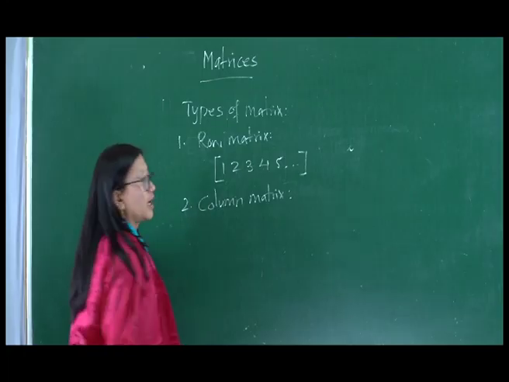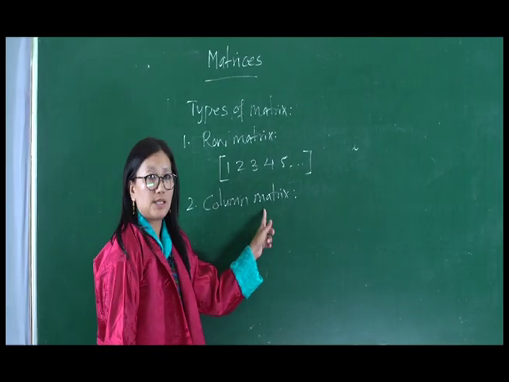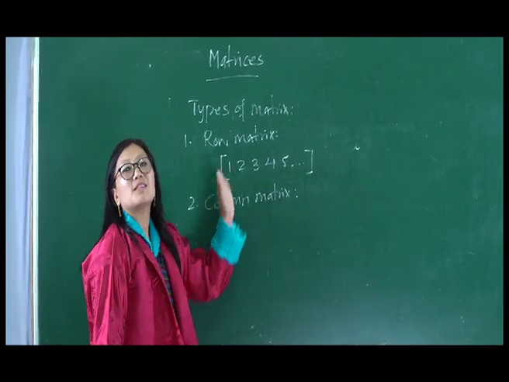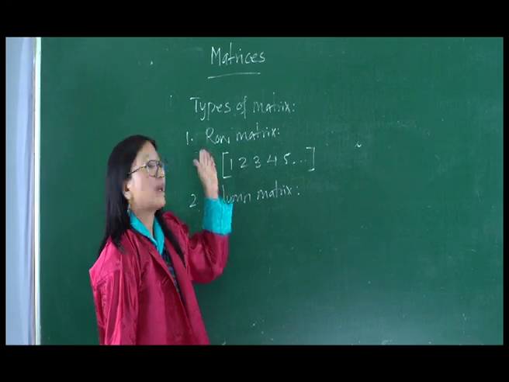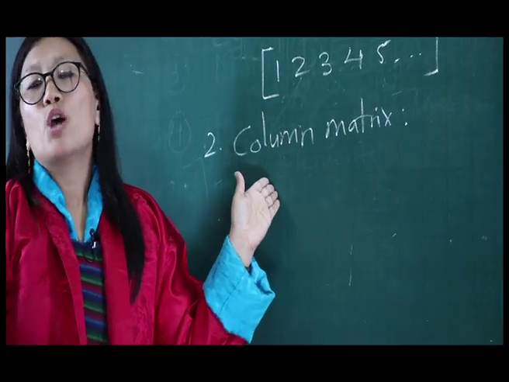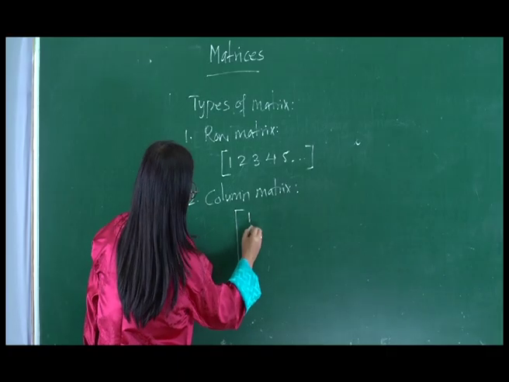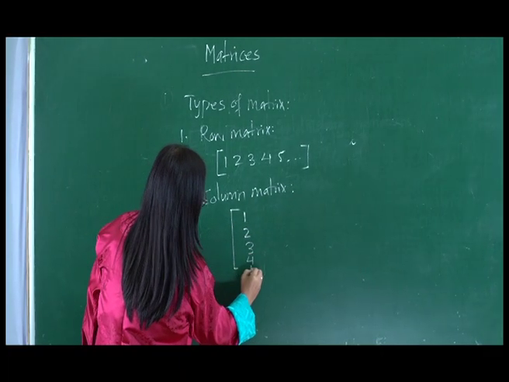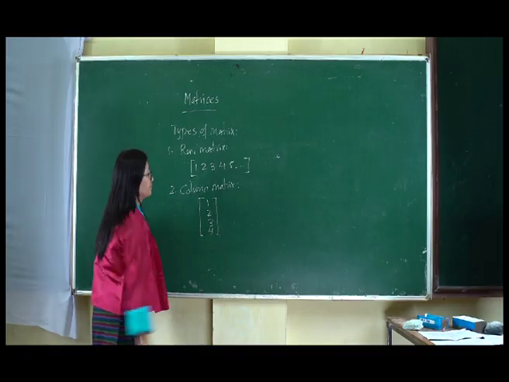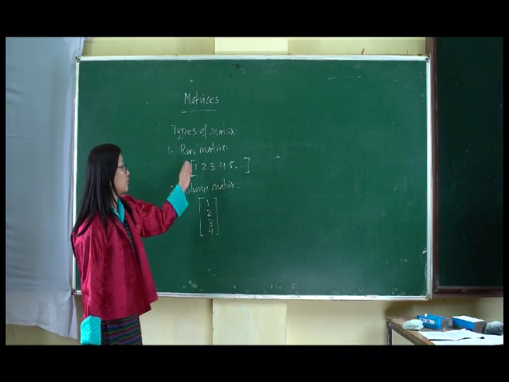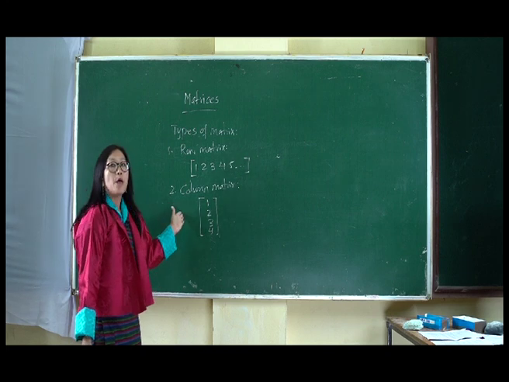The second type of matrix is a column matrix. When we say column, it's just the opposite of the row matrix. Here in a column matrix, we'll have just one column, but many rows. So this is the difference between a row matrix and a column matrix.